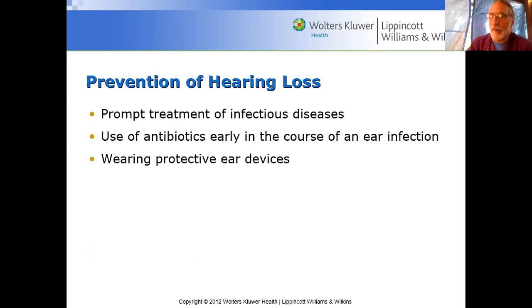So how do we prevent hearing loss? I myself wish I had a time machine so I could go back and tell younger me, hey, doofus, wear your hearing protection. All right.